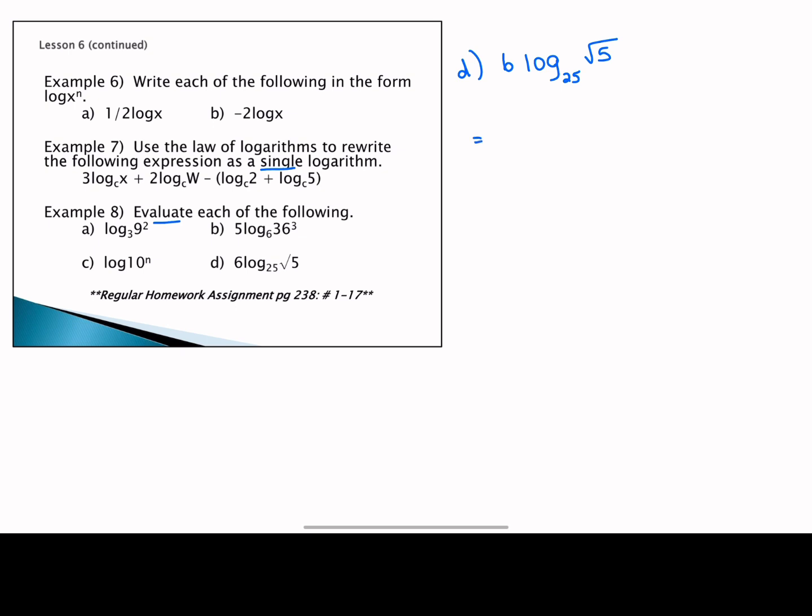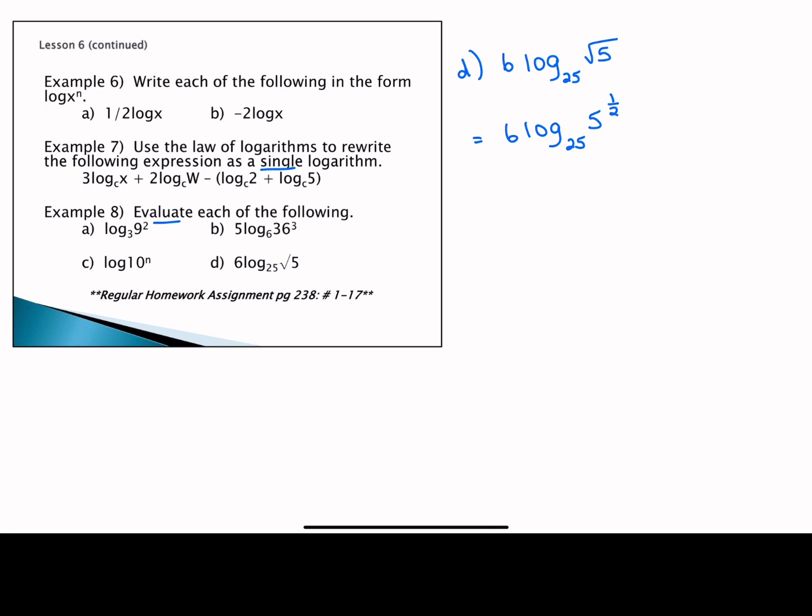So the first thing I'm going to do is rewrite that root 5 as some rational power instead. So here we have 6 times log base 25 of 5 to the power of 1/2. So I've gotten rid of that root sign by making this a rational exponent.